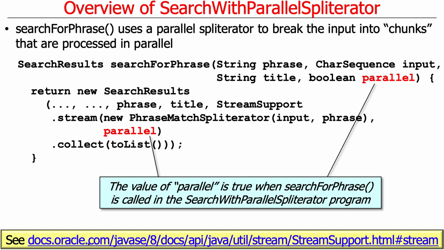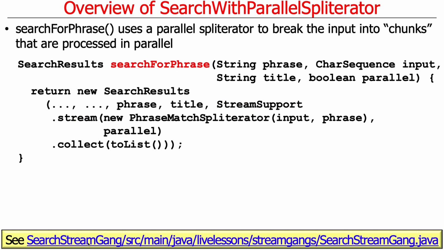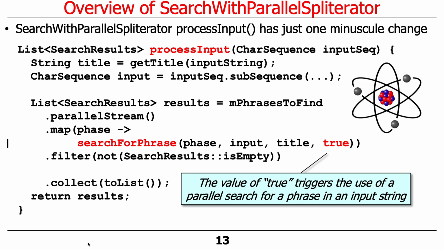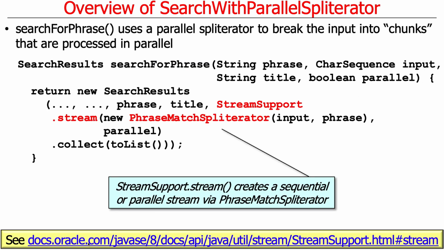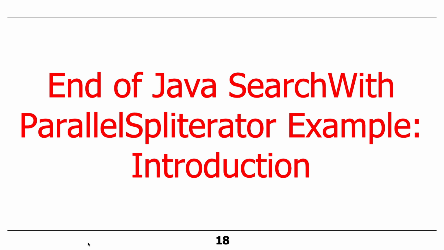And what determines that is the value of this parameter, whether it's true or false. And as you can see over here, we set it to true for the SearchWithParallelSpliterator variant. For SearchWithParallelStreams, it was set to false. We weren't doing the spliterating in parallel. OK, so that's just a quick overview of the example. It looks very similar to the one we had before, but you'll see in a second that the behavior is different, and the most important thing that's going to be different is the way the spliterator is used.